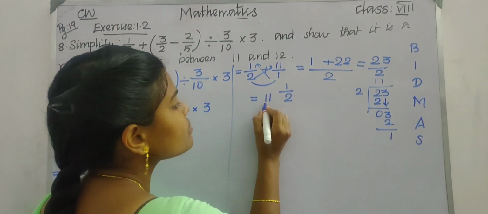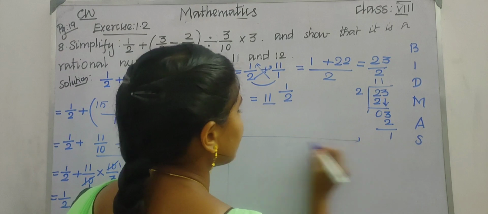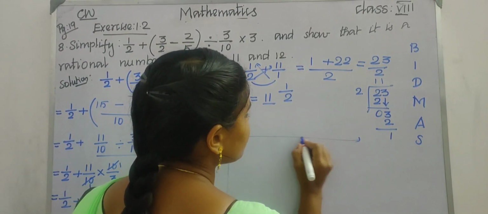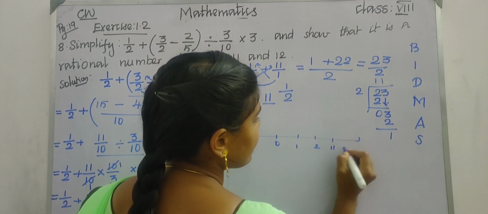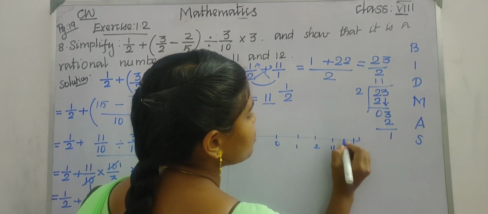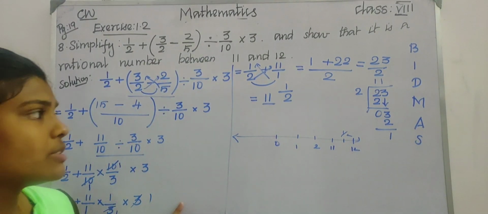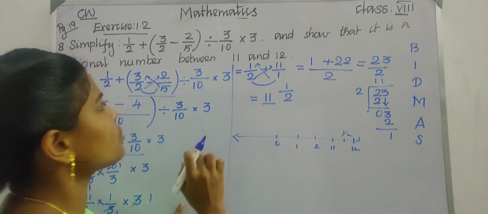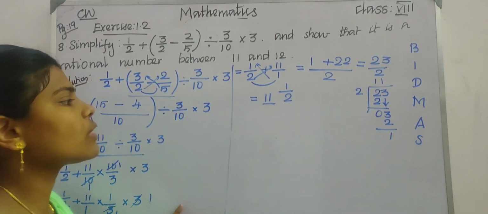Okay, so it is in between 11 and 12, is it? So simply if you are having a number line, this one is 0, 1, 2. So if it is 11 and if it is 12, it is in between, this 1 by 2. Okay children, can you all understood? So we have proved that it is in between 11 and 12. Okay, so copy it in your classwork notebook.